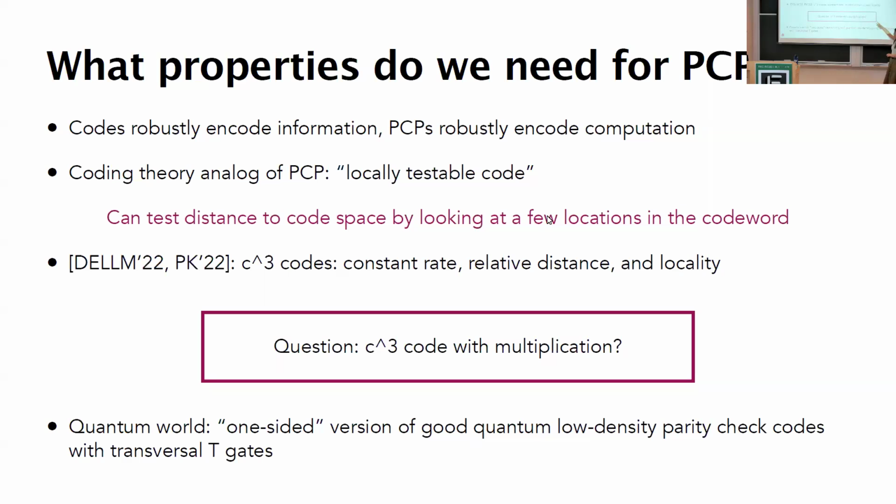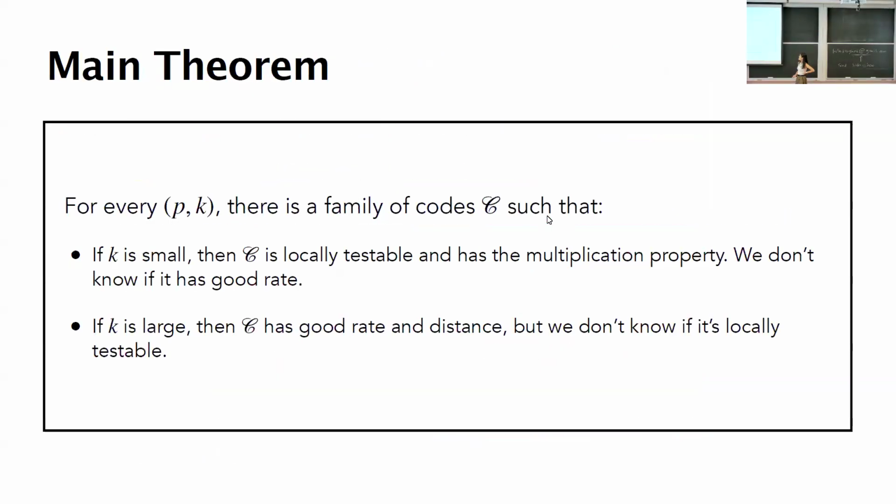This problem here is actually maybe an easier version of the quantum problem, in the sense that it's only a one-sided version of these good quantum LDPC codes. I won't really say what that means. But if you can make progress on this question, probably it will lead to something here too, which would be really nice. Anyway, we don't solve this question, but I think it's a really good question, so you guys should try to solve it. What we do is we construct a new family of codes with some nice properties.